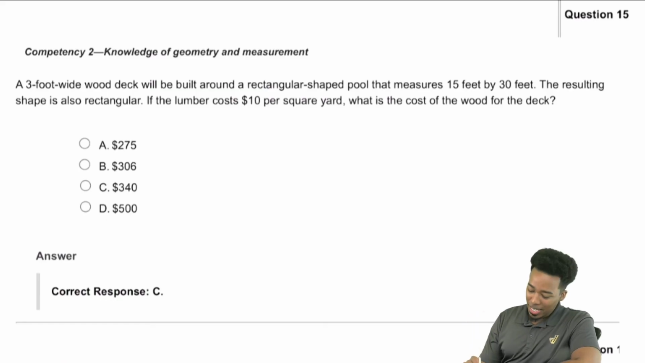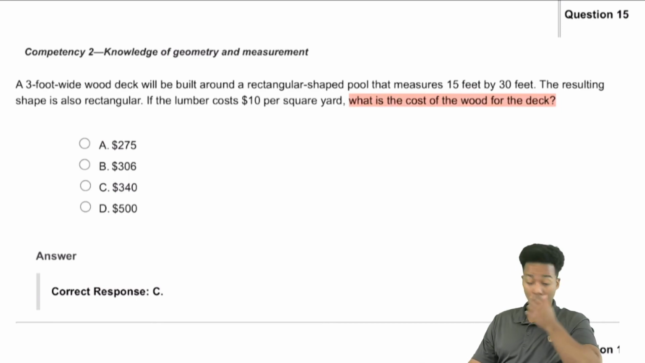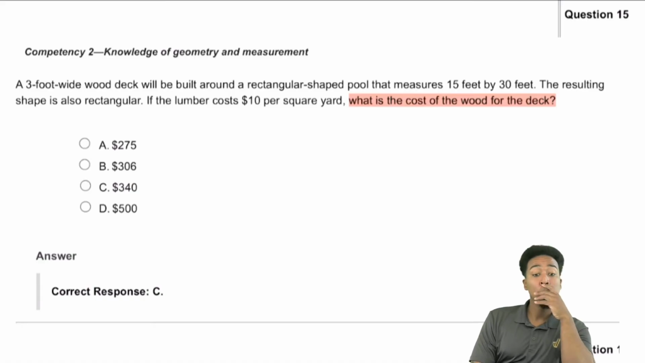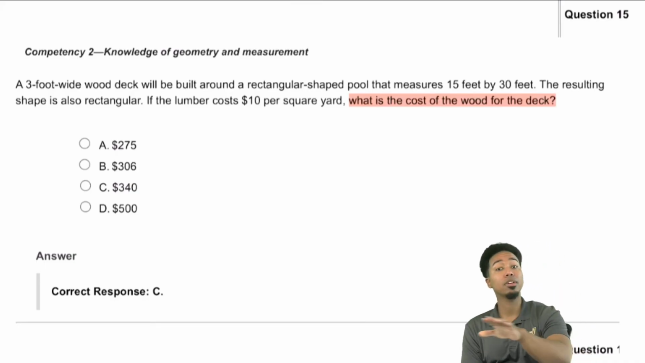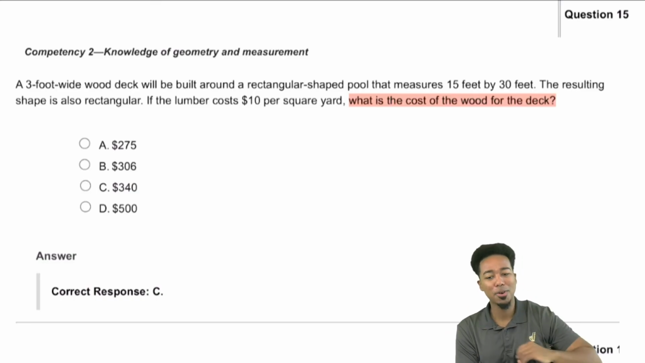Here we go. Next question here. Read the question first. What is the cost of the wood for the deck? Cool. So what I'm going to do here is I'm going to understand that I'm looking for a cost. I'm looking for a dollar amount. And I'm going to read the information that I'm given for the only purpose of understanding the cost of this wooden deck. And again, remember, if you want to try the problem out yourself before I go over it, pause the video and then we'll go over it together.